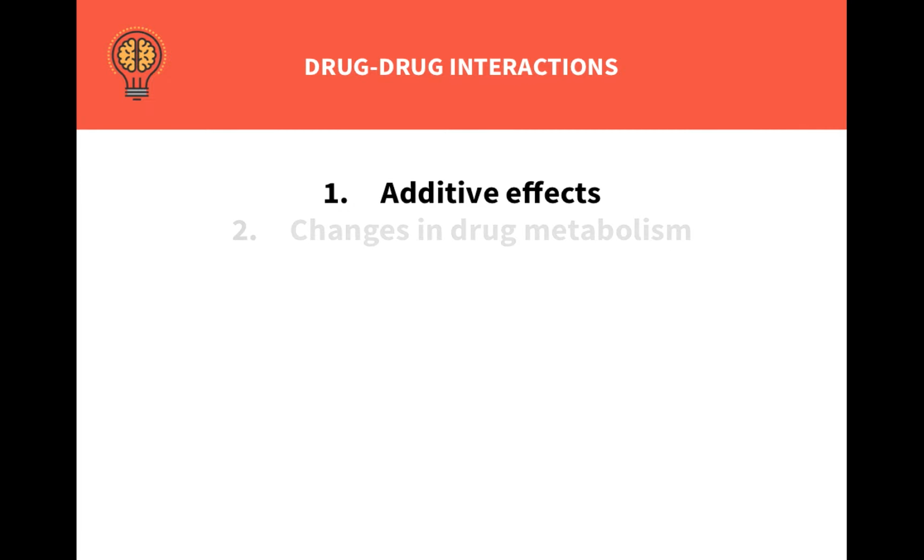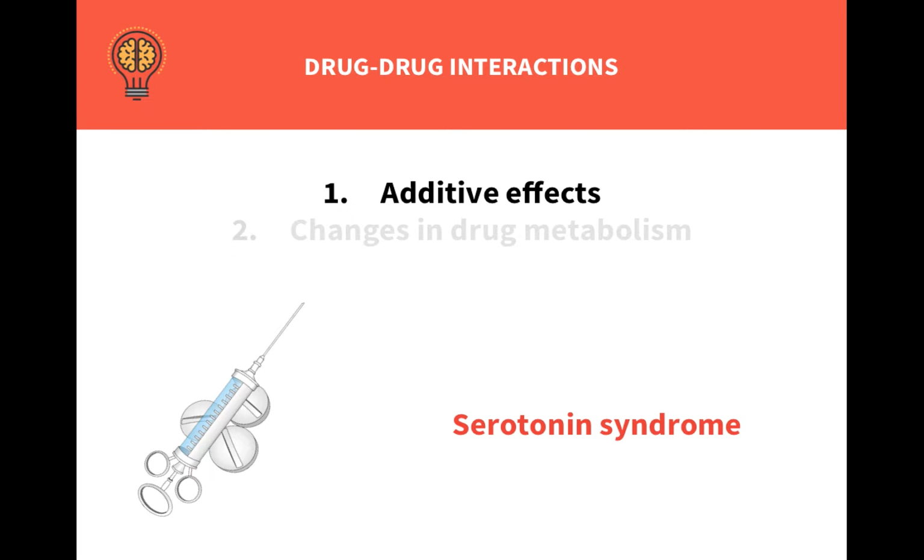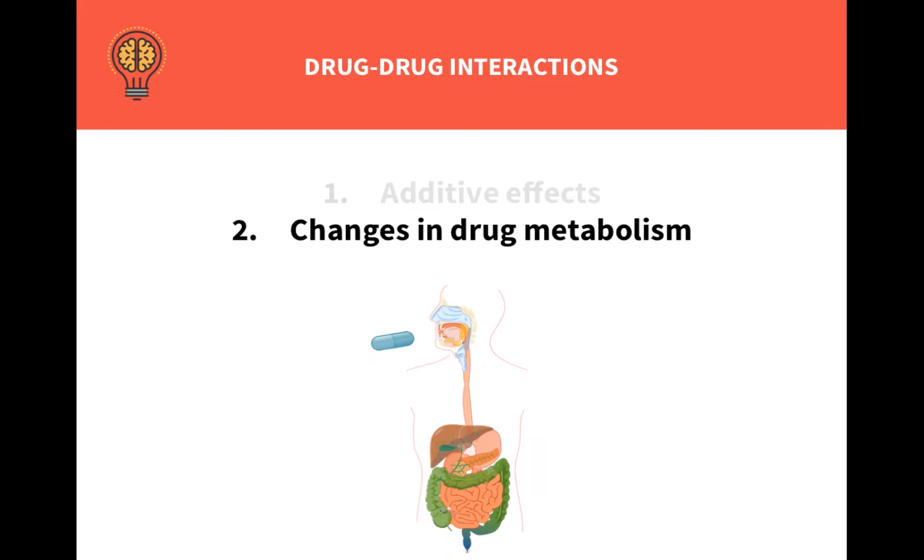The first type of interaction is seen in something like serotonin syndrome. When a patient is given two different medications that both increase serotonin, the body receives too much serotonergic stimulation and serotonin syndrome can occur. The second type of interaction involves changes in drug metabolism.